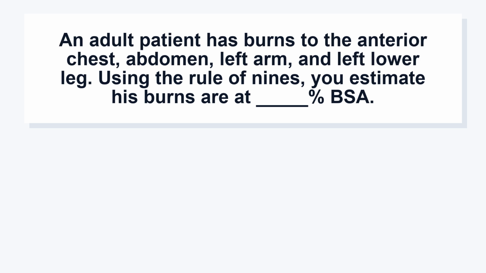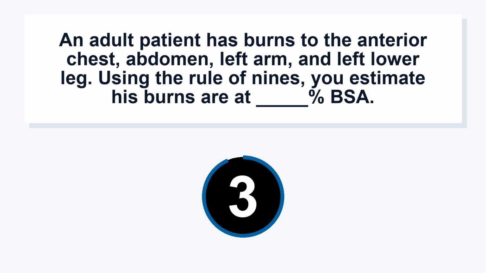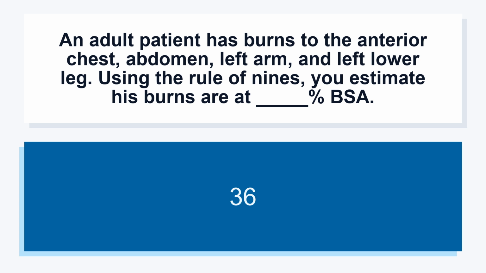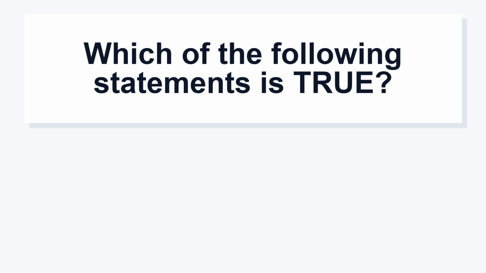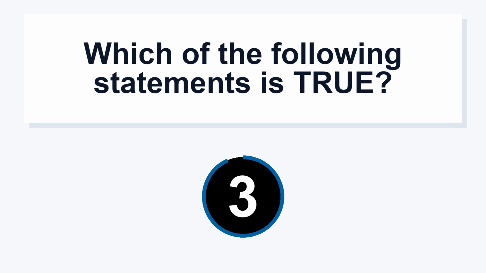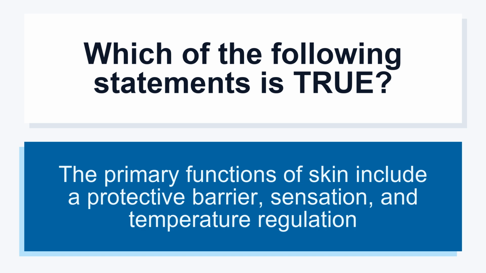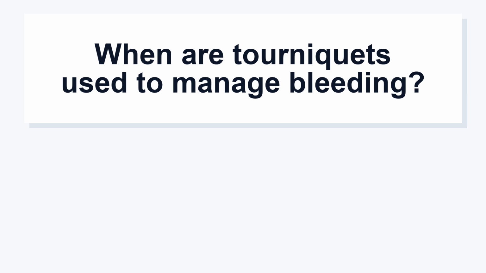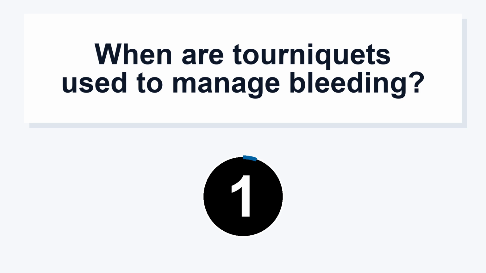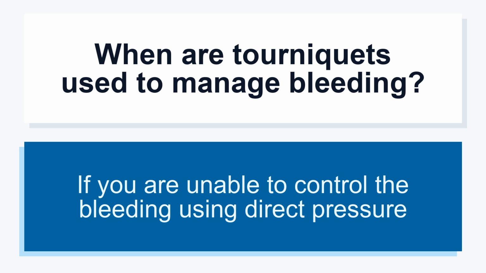An adult patient has burns to the anterior chest, abdomen, left arm, and left lower leg. Using the rule of nines, you estimate his burns are at blank % BSA. 36. Which of the following statements is true? The primary functions of skin include a protective barrier, sensation, and temperature regulation. When are tourniquets used to manage bleeding? If you are unable to control the bleeding using direct pressure.